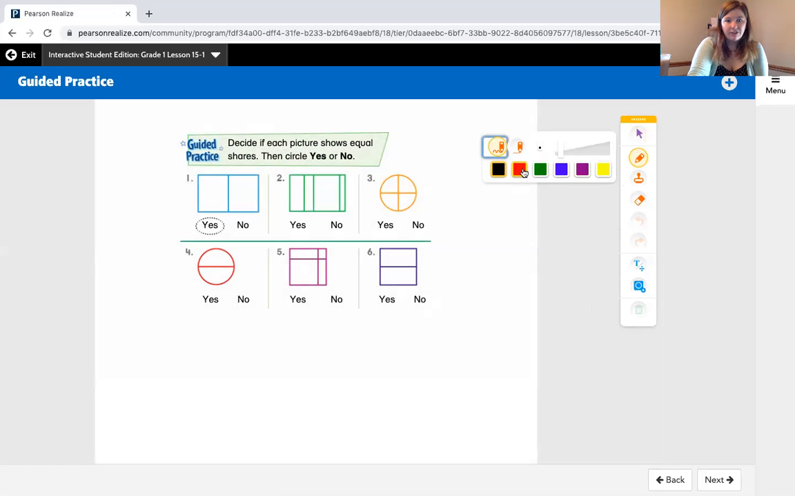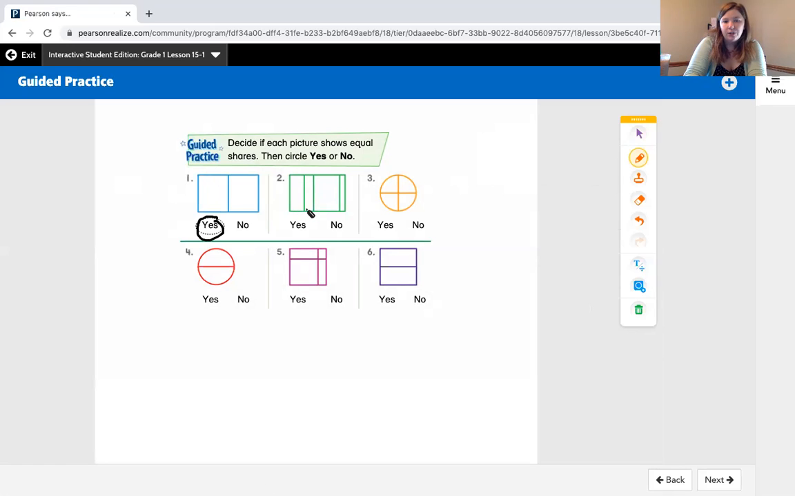So the directions for this page say, decide if each picture shows equal shares. Then circle yes or no. So when we look at number 1, we can see that the shape is evenly divided. Everyone would get the same amount. So yes, it is equally shared.